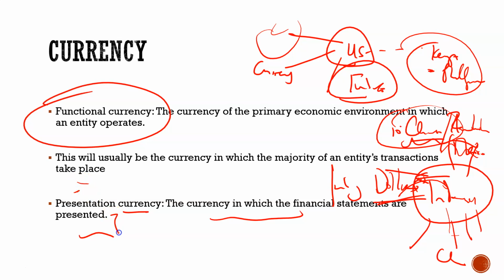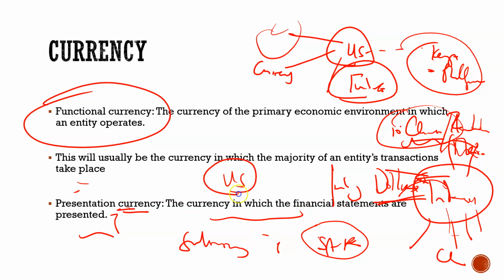And the reason why this is important is because if you're consolidating, if you are a subsidiary and your functional currency was, for example, the South African rand, but you're a subsidiary company of a US parent company, you would then have to convert, if you like, to the presentation currency of your parent.